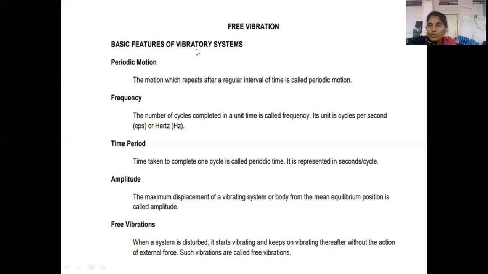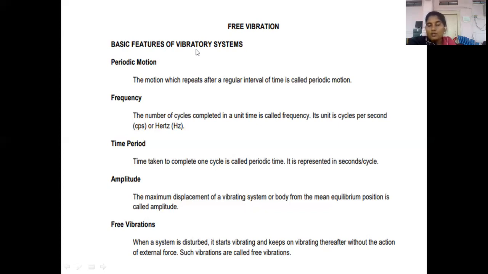Okay, so amplitude is the maximum displacement of a vibrating system or body from the mean equilibrium position. And the last point is free vibration, that we already know. When the system vibrates without any external force applied, that is free vibration. Okay, I hope you have understood all this terminology.